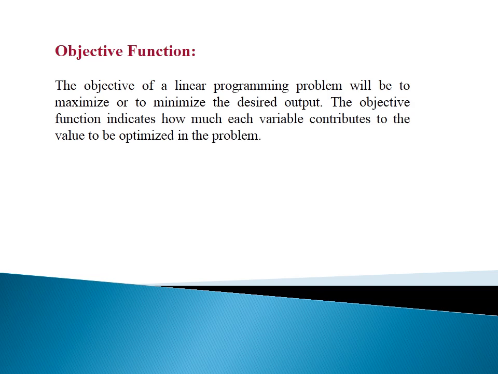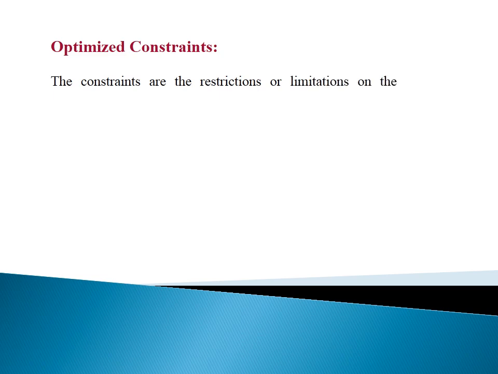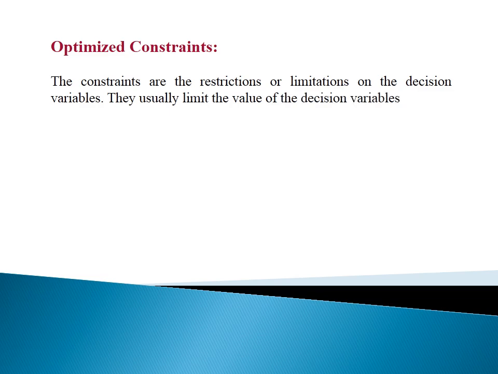The third part is to mathematically identify the constraints or conditions under which the objective function has to be optimized. The constraints are the restrictions or limitations on the decision variables. They usually limit the value of the decision variables.